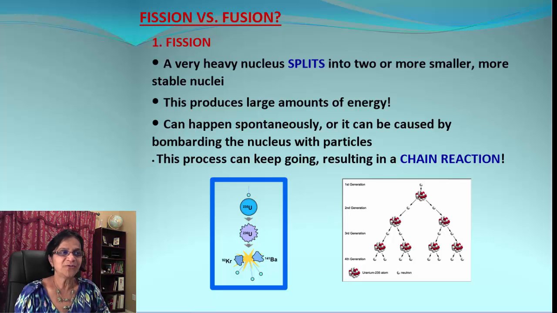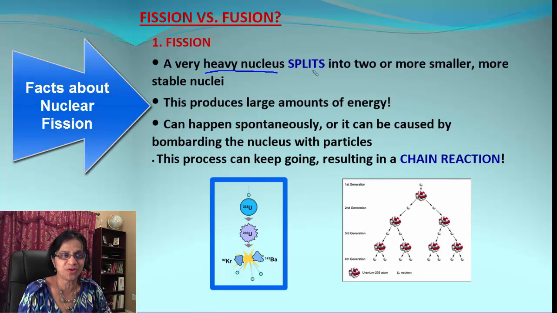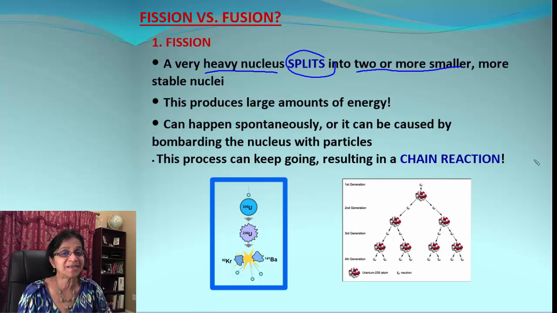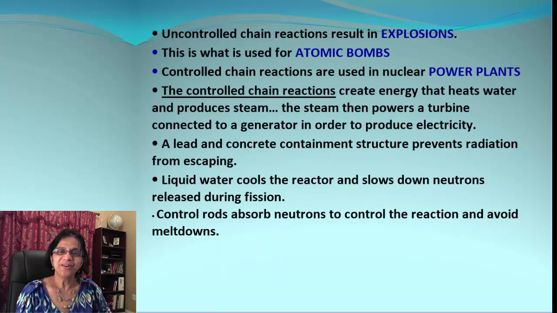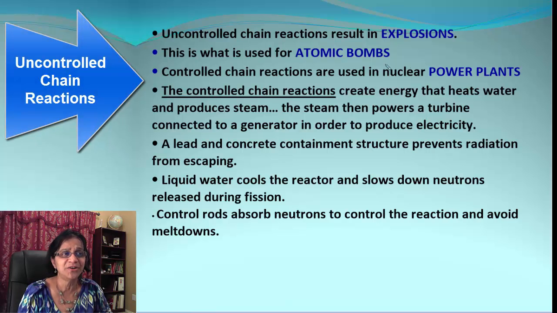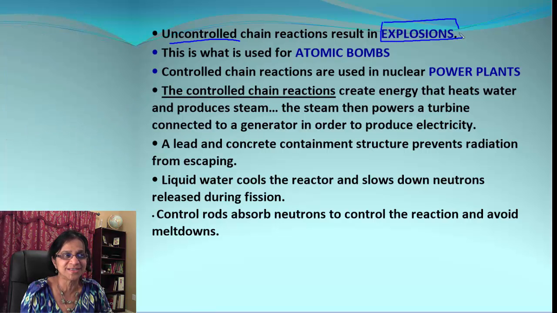So there we go. A fission is when a heavy nucleus divides into two or more smaller but stable nuclei. Of course, the energy is going to be a large amount of energy. The process could be spontaneous and it can also be caused when we bombard the nucleus with some other particles. The process will continue and that's why this results in a chain reaction. Now what happens when the chain reactions are not controlled? In that case, it may result in explosions.